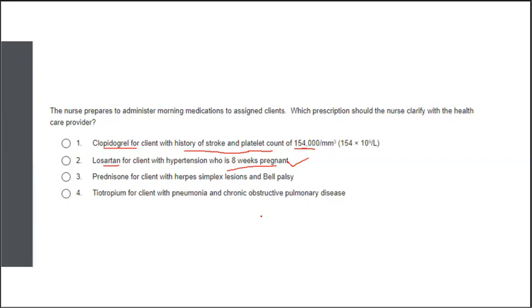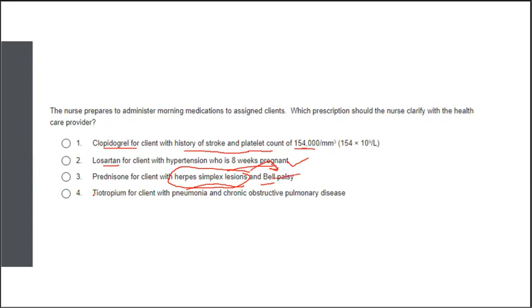But let's look at option 3 and option 4. Prednisone. So that would be a corticosteroid, if I'm not mistaken. So prednisone, given to clients with herpes simplex lesions and Bell palsy. So with Bell palsy, what do you see? We see this acute onset of one-sided facial paralysis, and it's usually related to the inflammation of the facial nerve, your 7th cranial nerve. And what could trigger it? Herpes simplex. A viral illness like herpes simplex can trigger Bell's palsy. Again, part of the standard treatment would be to give corticosteroids like our prednisone within 72 hours of symptom onset. So we would not need to clarify this.